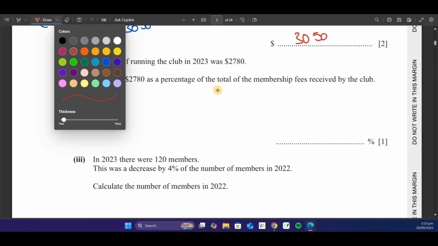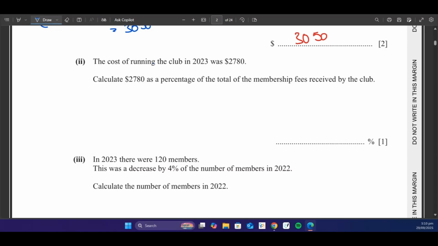Question one, part two. The cost of running the club in 2023 was $2,780. Calculate $2780 as a percentage of the total membership fees received by the club. So we have a total membership fees of 3050. So we're going to say 2780 divided by 3050 multiplied by 100 because we're taking out a percentage. So this should give us 91.15%. Perfect.